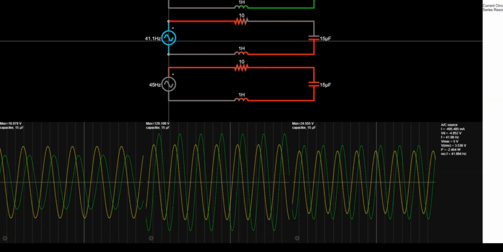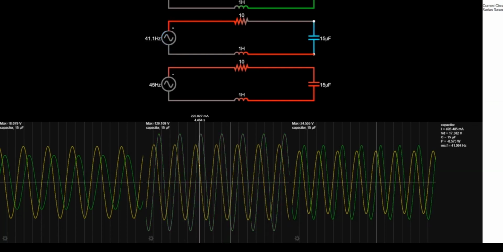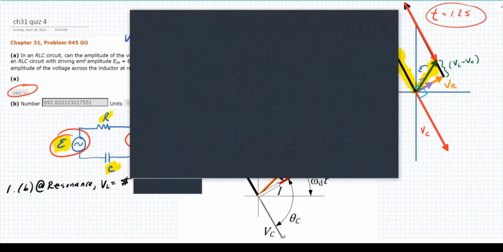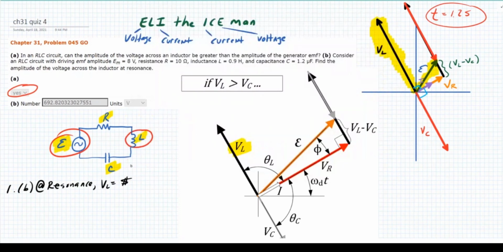You're seeing that right here vividly: 18 volts versus 129 volts versus 24 volts. All right, so now that's resonance. And it seems like resonance is a good thing. Wouldn't you want things to work harmoniously like that to get the maximum efficiency? And the answer is, most times, for sure. Resonance is something that you often want to achieve. All right, so having said that, what's the voltage drop across this inductor at resonance?